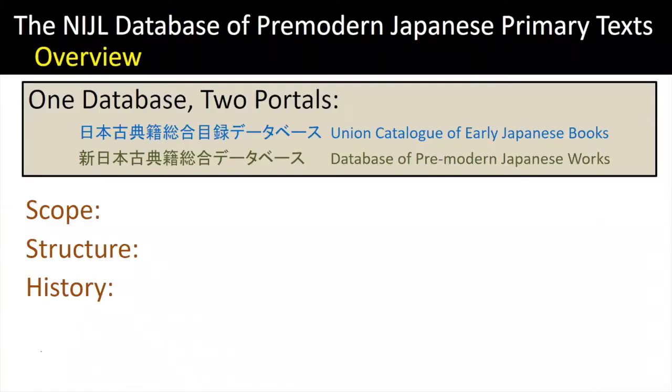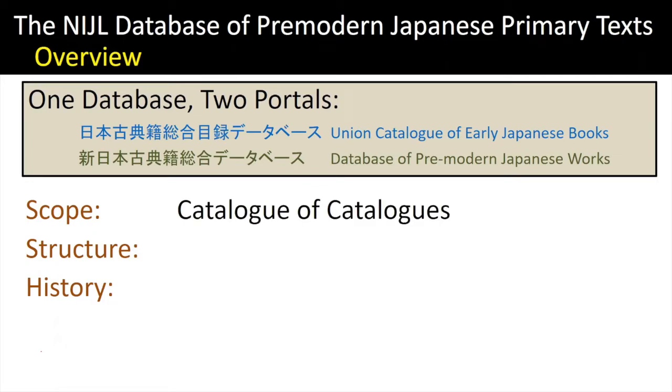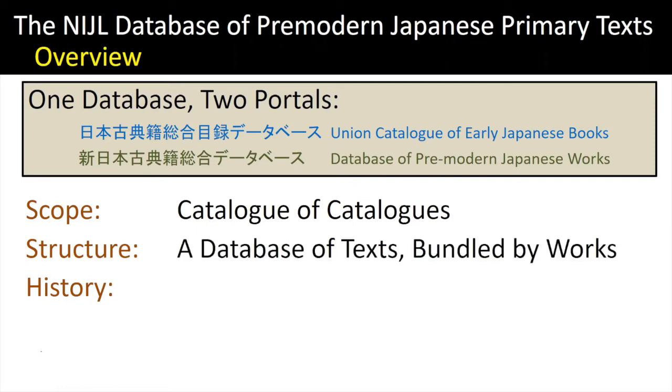The key point of this video is that to make good use of NIJL's database through either portal, one must first understand its nature, its scope, its structure, and a bit about its history, none of which may be particularly intuitive. The briefest 30-second capsule overview might be something like: in its scope, NIJL's database is a union catalog of entries taken from other institutional catalogs, which it then organizes using a two-tiered structure that bundles together individual texts from those catalogs into coherent groups according to the works they contain.